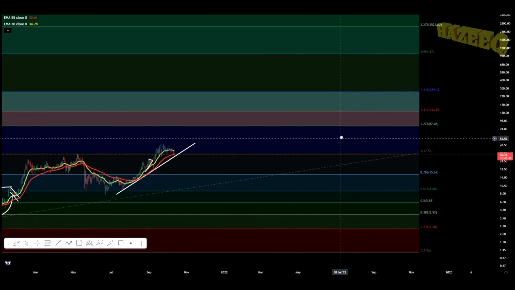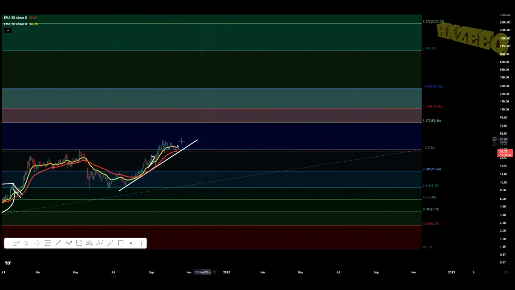Now, we are on TradingView. This is the daily chart, Atom against USDT. You can see that we have our targets over here, the 1.272, the 1.414, and the 1.618. I would look at these two for your major selling levels, and this is going to be your overextension at $269.